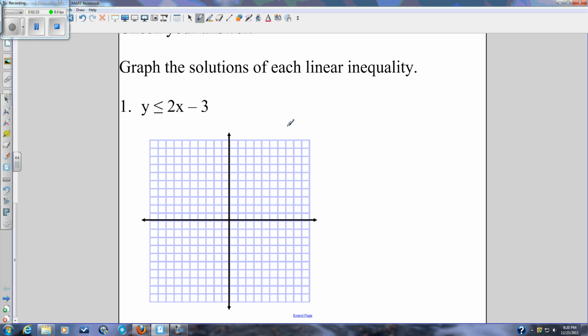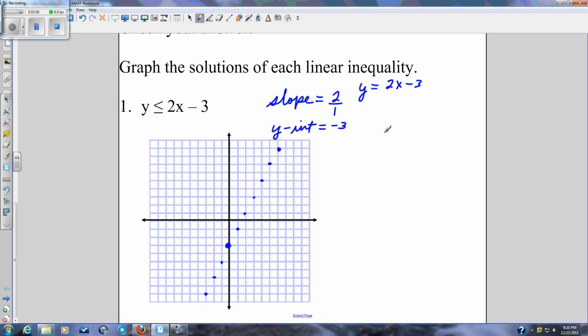So let's start with this first line. We want to graph the solutions of y is less than or equal to 2x minus 3. If we had it in the form y equals 2x minus 3, with an equal sign there, the slope would be equal to 2 over 1, and the y-intercept would be negative 3. So let's go ahead and graph the line. We start with a y-intercept of negative 3. We go up 2, right 1, up 2, right 1, up 2, right 1. And we continue that pattern.